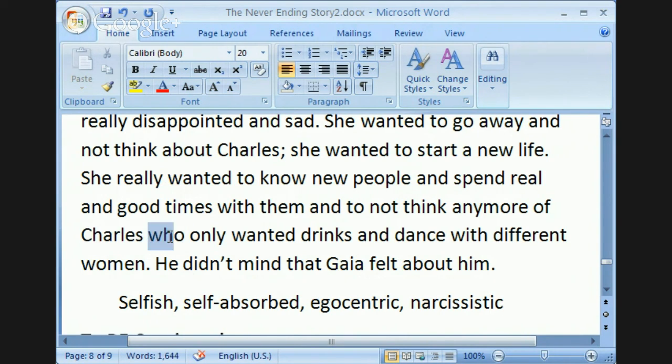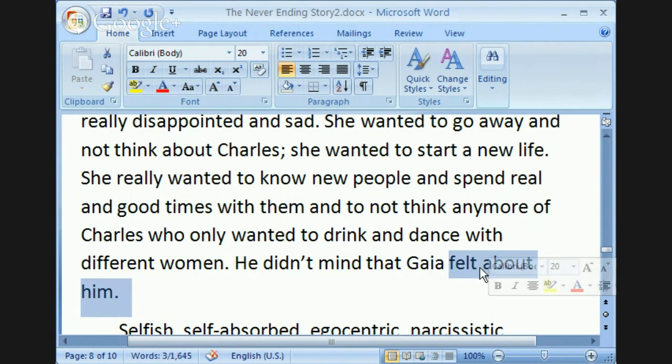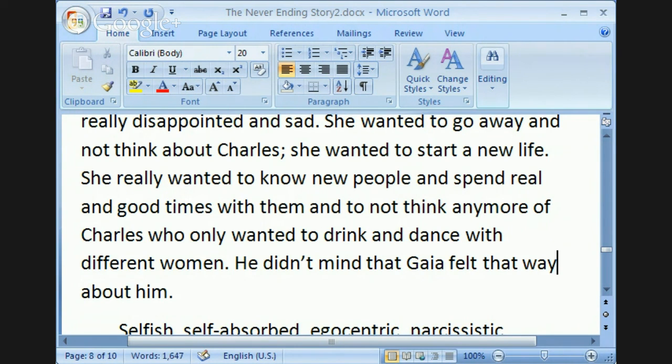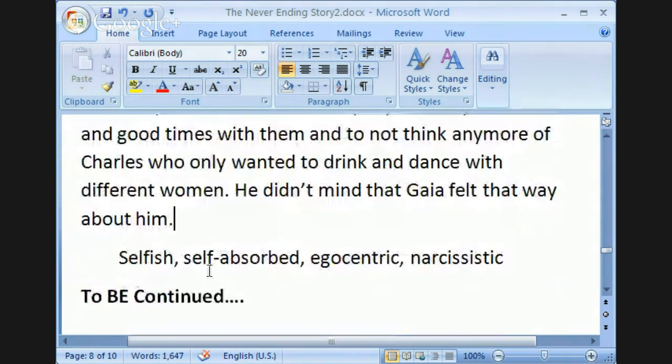You've added a relative clause. "Who only wanted to drink and dance with different women." I think he only wanted to drink and dance with different women. "He didn't mind that Gaia felt that way about him." Okay. And now we're good.